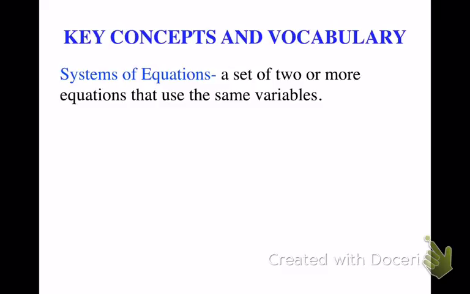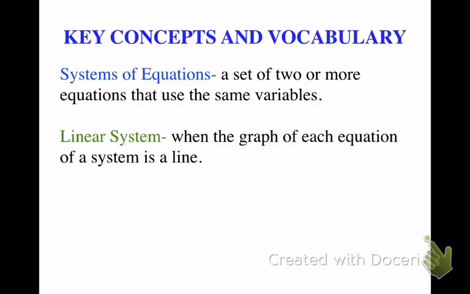Okay? So let's talk about some terms. A system of equations is just a set of two or more equations that use the same variables. A note to make here is that you have to have one equation for each variable. So if I have two variables, then I need two equations. If I have three variables, if I have x, y, and z, then I have to have three equations. So we're going to keep that in mind as we go forward.